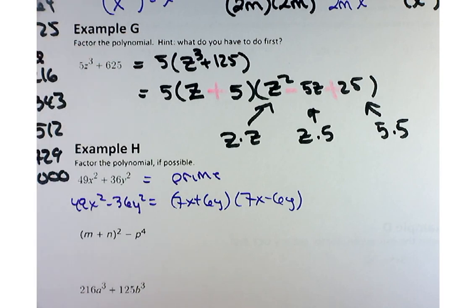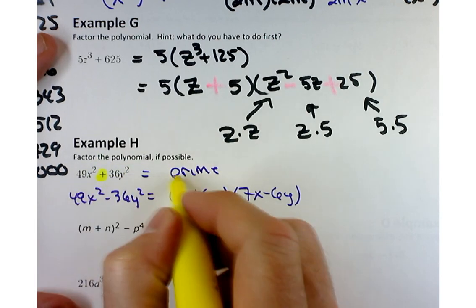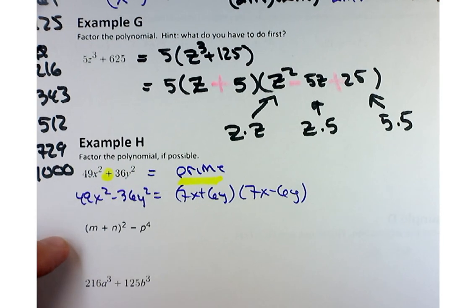Why is it prime? Because it's added together. Yeah, because of that silly little addition sign in here, it's messing everything up. You can't factor it, it's prime. This one we did on the reverse side, so we're going to skip that one.